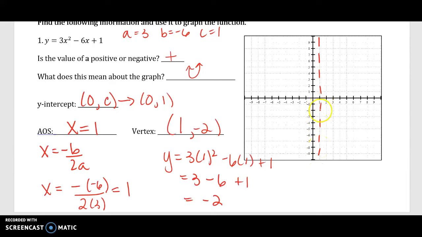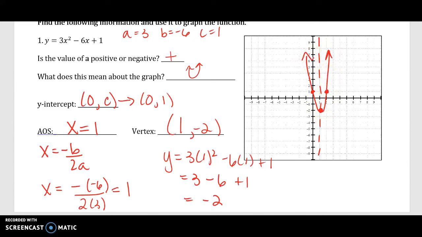We have a vertex at (1, -2). We have a y-intercept at 1. We can reflect that point over here. And sure enough, that is enough information to get a graph of our equation.